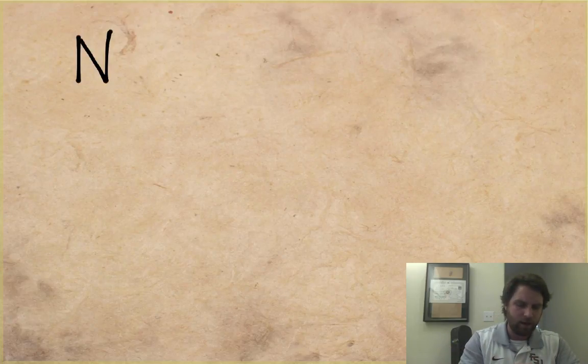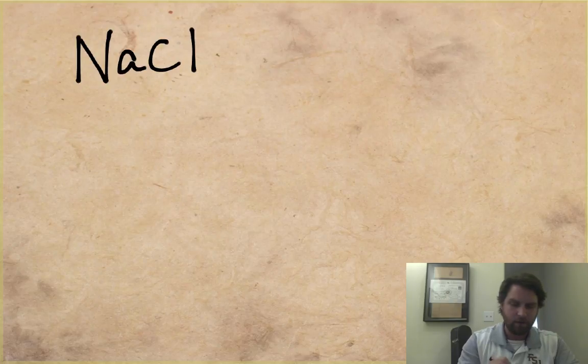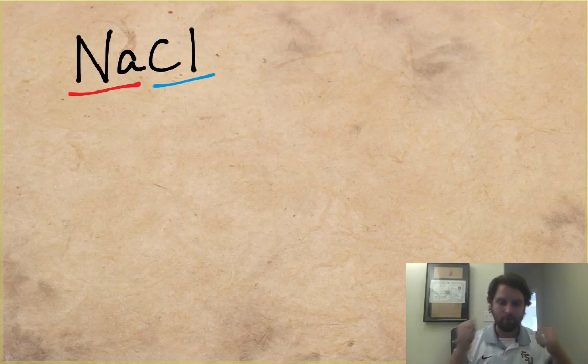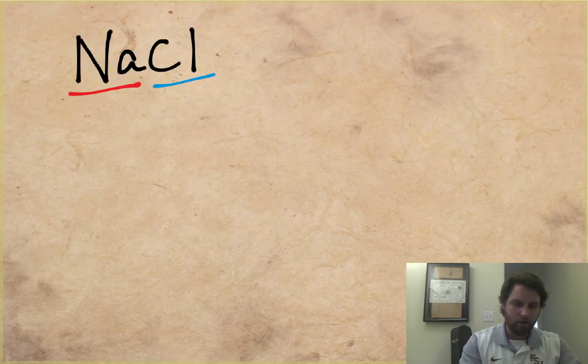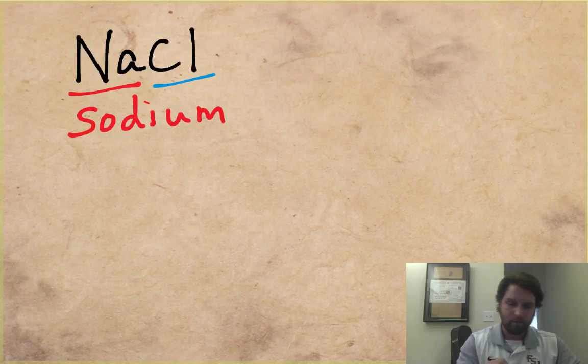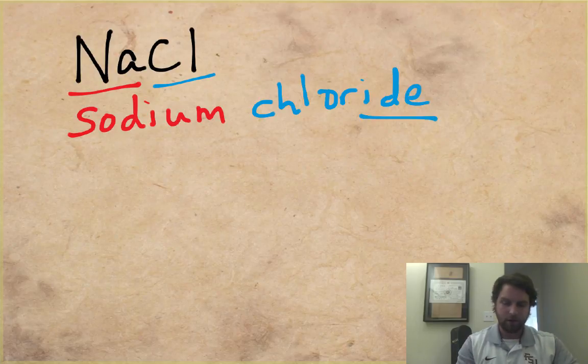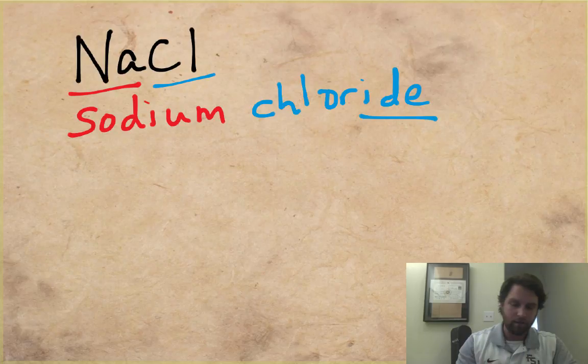You got to first recognize that you have an ionic compound. So you go, okay, hey, I got sodium and I've got chlorine, metal, non-metal. It's ionic. All you have to do, the metal name doesn't change. The non-metal name gets an IDE ending. So you get sodium chloride instead of sodium chlorine. Pretty easy, right? What if you have something like CaOH2?